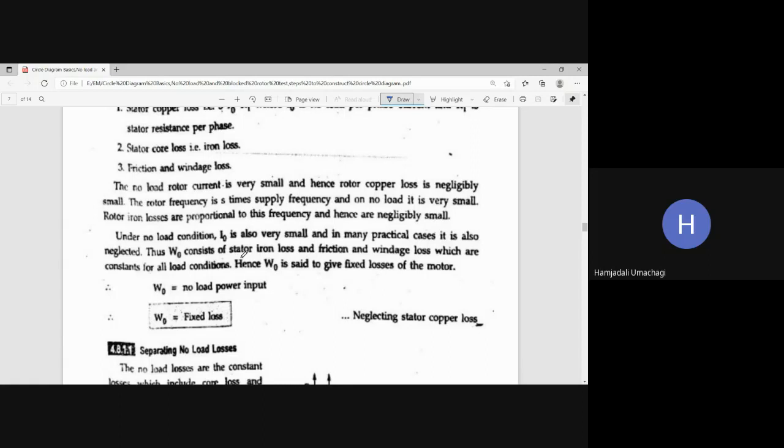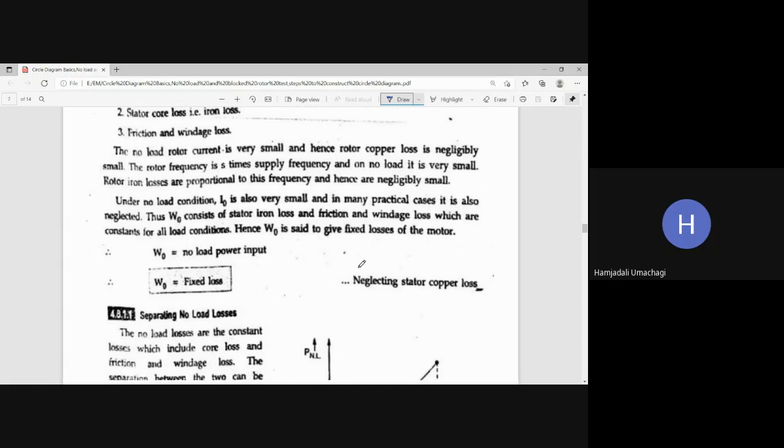Hence, W naught is said to give the fixed losses of the motor. Because this W naught, which is nothing but the no load loss, gives us the information related to the fixed losses. Fixed losses is nothing but the constant loss, where in the case of an induction motor, constant loss is the sum of iron and mechanical losses. That is, mechanical losses means friction and windage losses.